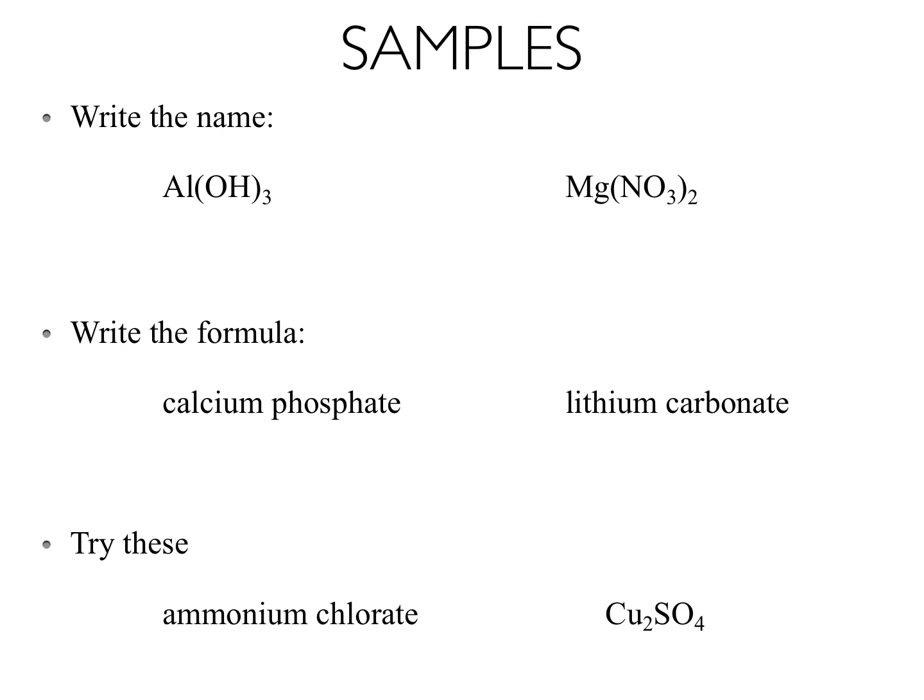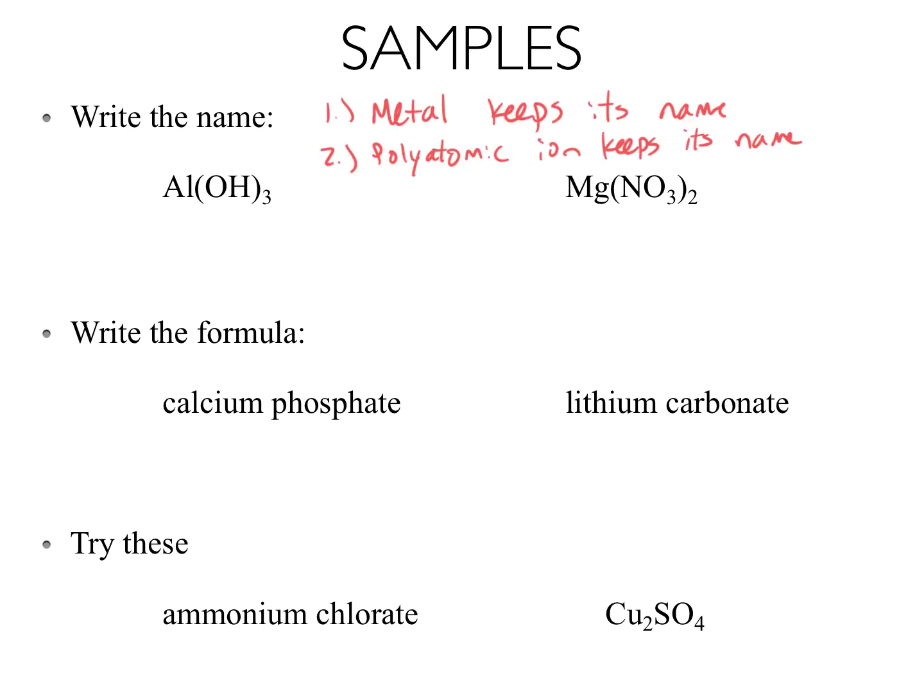Hey everybody, in this next video lesson we're going to talk about how to write names of ionic substances using those polyatomic ions, which we've just introduced to you. Now, when it comes to naming these, it's not too tricky, to be honest. All you need to do is the metal keeps its name, and the polyatomic ion keeps its name. So if you know the name of the polyatomic ion, just slap it on the end.